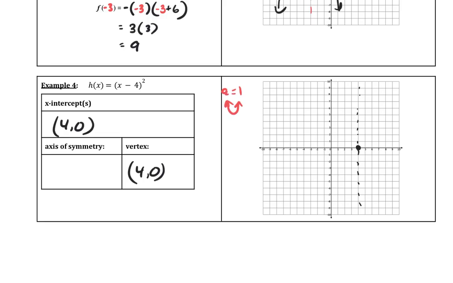So my axis of symmetry is x equals 4. So to graph this, as I move over 1, I'm going to go up 1. If I move over 1 more, I'm going to go up 3. Let me go ahead and graph. And we're done.